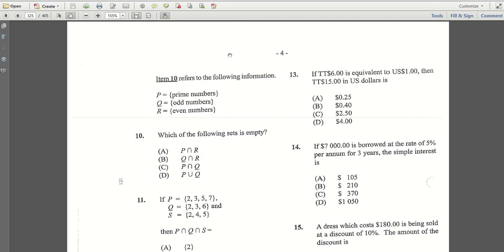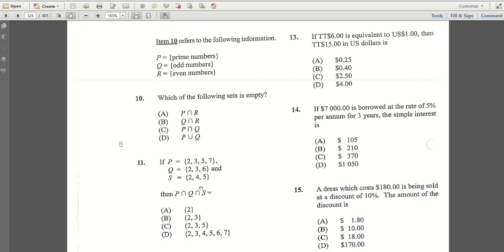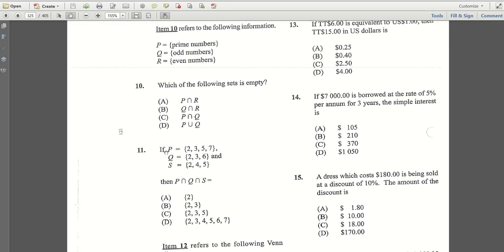Item 10 refers to the following information. P is prime, Q is odd, R is even. Which of the following sets is empty? The intersection. Anything that has a union, that's out, right? That is the intersection between Q and R. That is B. Right? Number 11 says P is this, Q is this, and S is this.